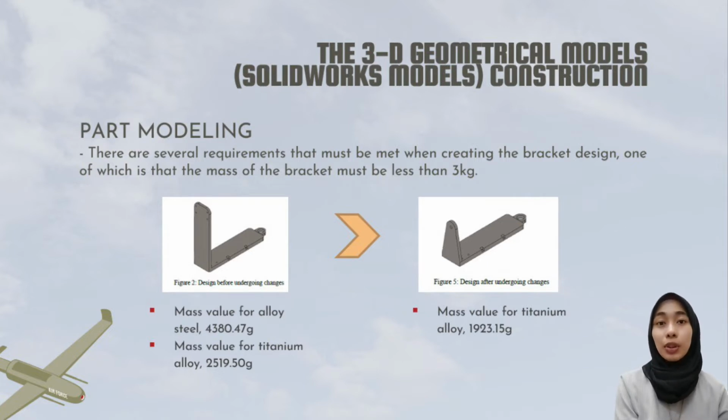To solve this problem, we convert the material to titanium alloy, which shows a mass value of 2.5 kg, not over 3 kg. To minimize the value of mass, we make a change to the bracket design shown in the right picture. The mass value is now 1.9 kg, using the same material.